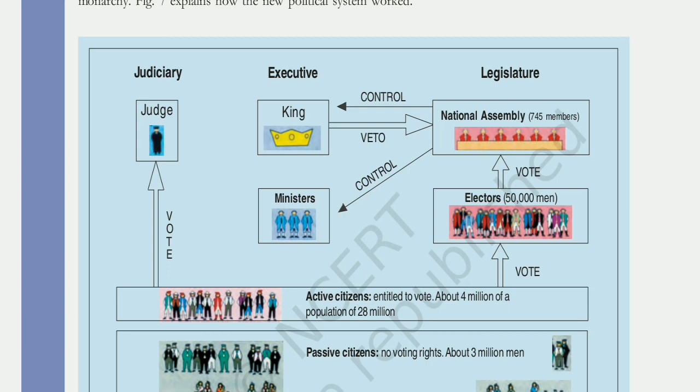In the National Assembly there were 745 members. They were voted by the electors. They were 50,000 men. Now you must be looking here, men is highlighted here. The females and children were not allowed to vote here.